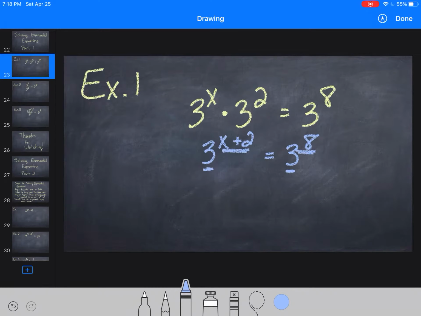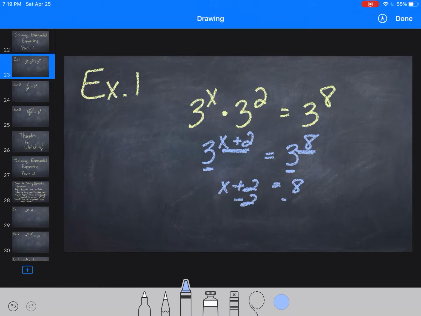I can see that my 3's are exactly the same. Well, as long as my bases are exactly the same, then my exponents must also be exactly the same. So I can actually ignore my bases completely and set my exponents equal to each other. So I have x plus 2 is equivalent to 8.